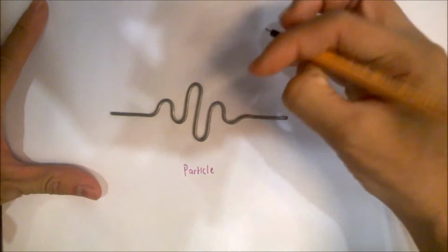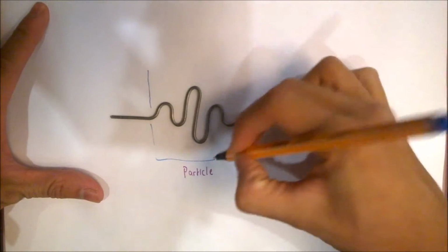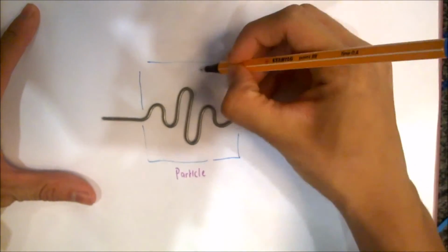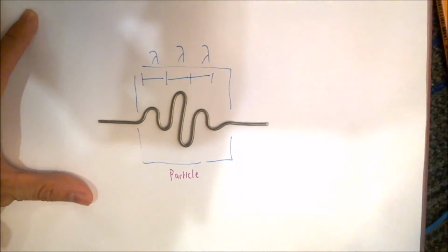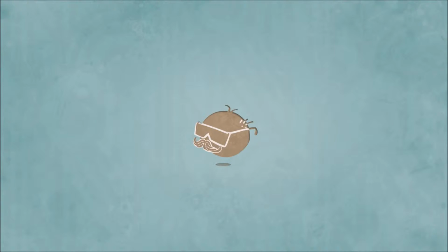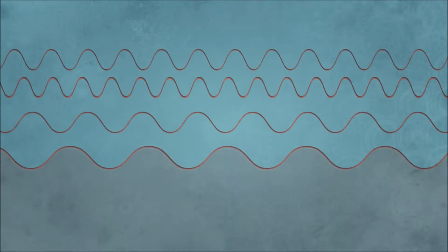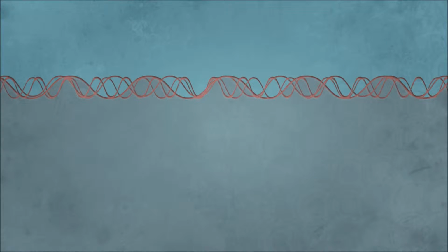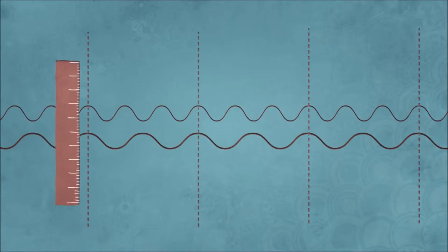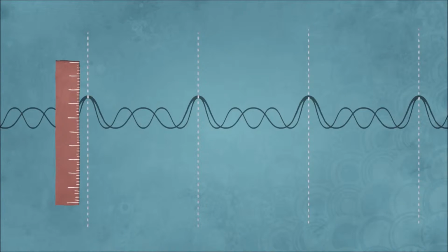Here is a particle. It has a better certainty of its position within this range. However, it does not have a defined wavelength. To get a better graphical representation of a particle with both position and momentum, we have to mix both particle and wave properties together. This is done by superposing a number of waves of different wavelengths.